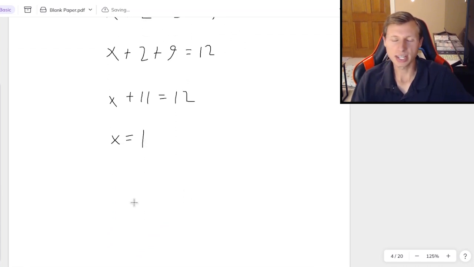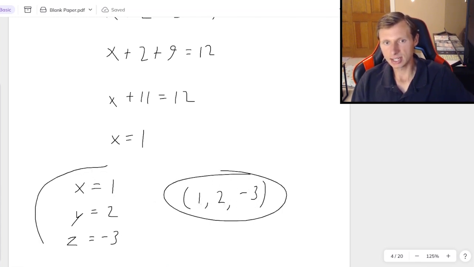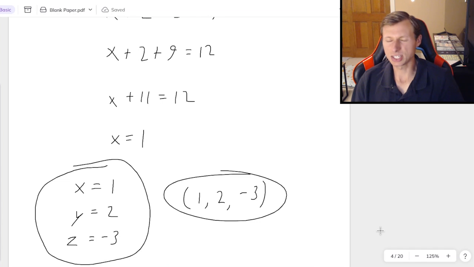So there's two ways I can write my final answer. One is just putting all three answers next to each other, like this. Or the other way I can do it, I can write it as an ordered triple, like this. And either one of these is correct. I guess it depends on whatever your teacher or professor prefers.